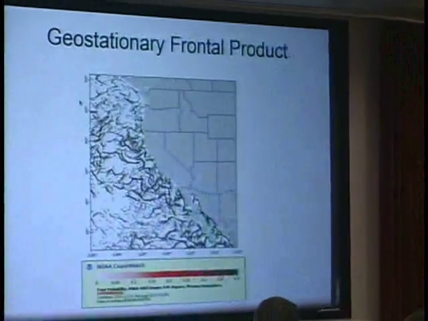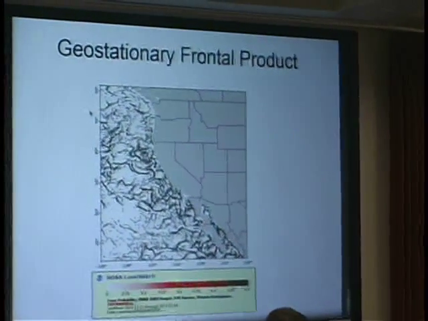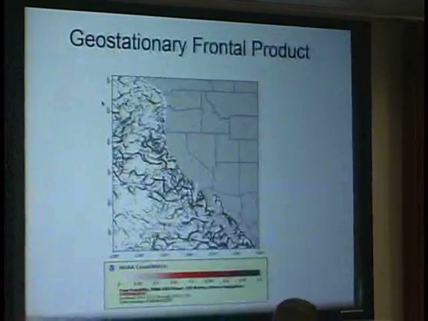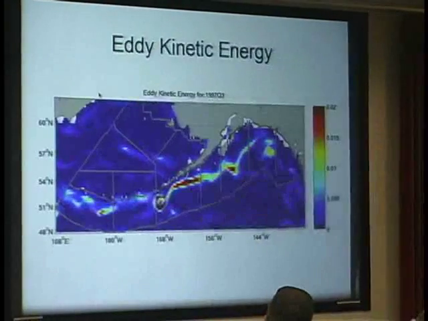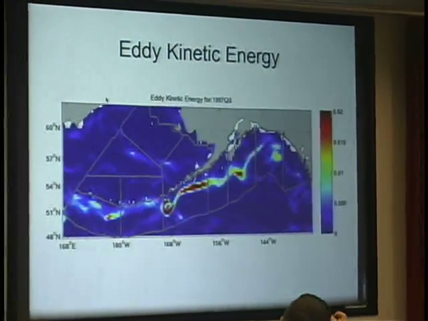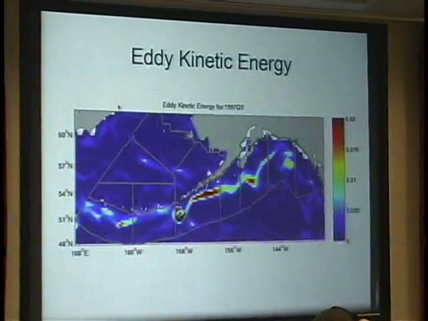For instance, one frontal product we make is from a geostationary satellite. So it takes an image every hour. And so instead of worrying about the clouds being in the way, just wait for them to move. You make a composite image, then you can derive these frontal products. Just a couple examples. Things that are a little more highly derived.